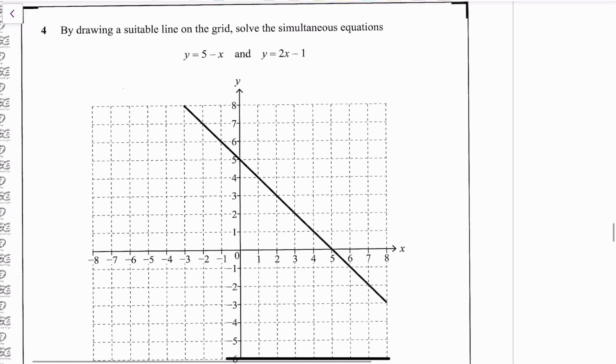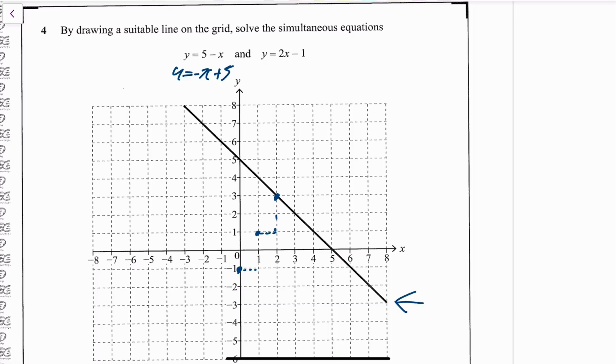Okay, by drawing a suitable line on the grid, solve the simultaneous equations. So this graph, first of all, is minus x plus 5. That's the one that they've already drawn. So we have to draw y equals 2x minus 1. So 2x minus 1 crosses at minus 1 and has a gradient of 2. That means for every one I go across, I go up 2. When I go across, I go up 2.